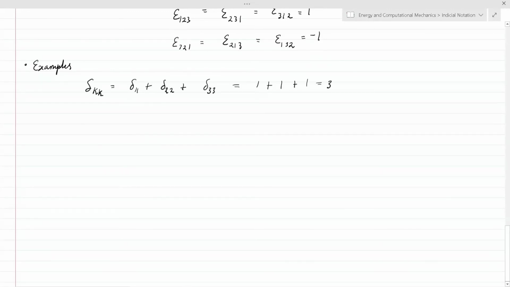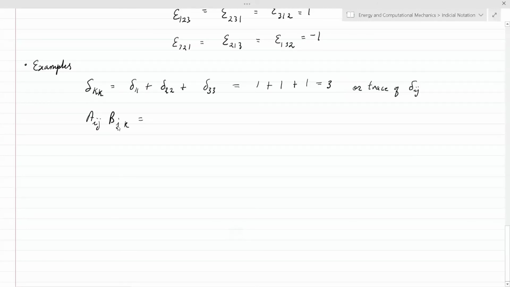So here I have an example of the trace. So delta kk, k is repeated, is that correct? It's repeated, so it's summation over k, right? Since it's summation over k, then I have delta 1,1 plus delta 2,2 plus delta 3,3. But delta 1,1 is 1 because i equals j, so that's 1. 2,2 is repeated, so that's 1. And 3,3 is repeated, and so that's 1. So I get a value of 3. That is the trace of delta ij.